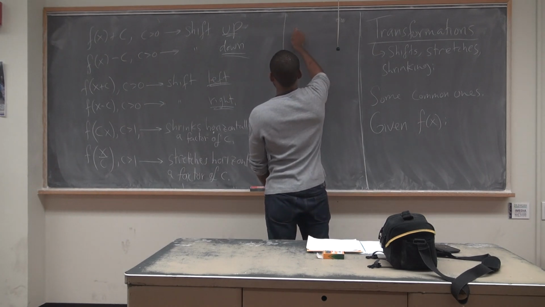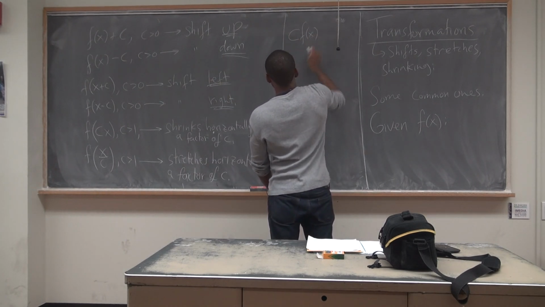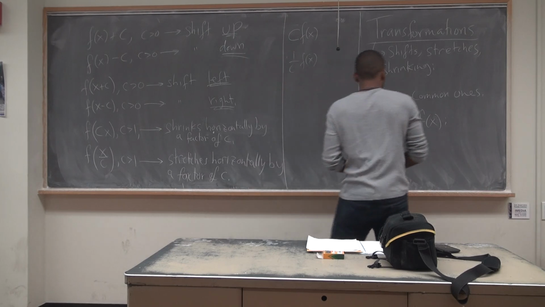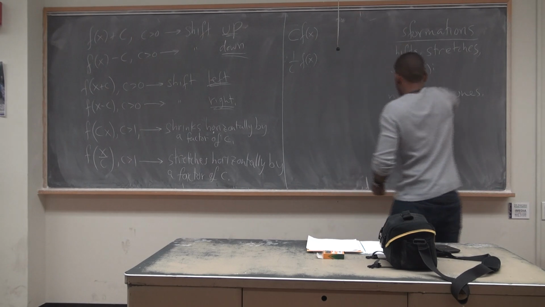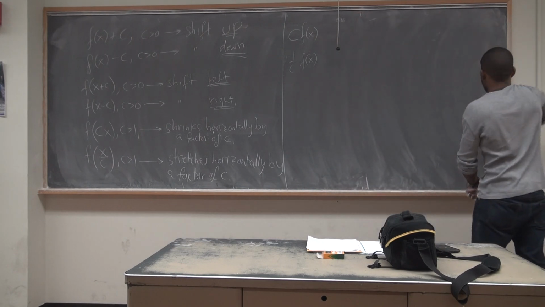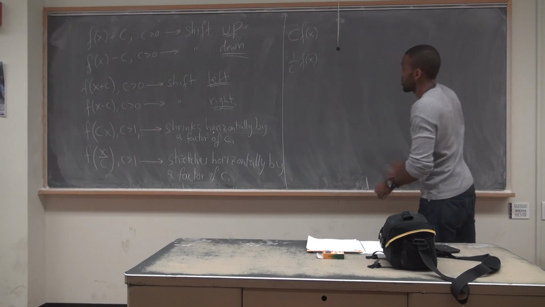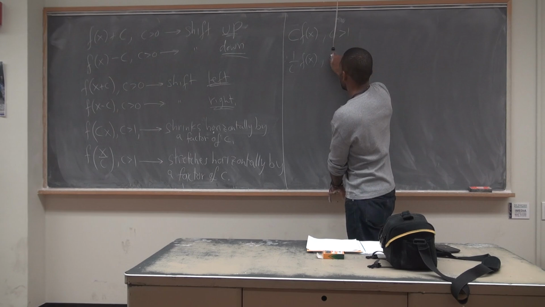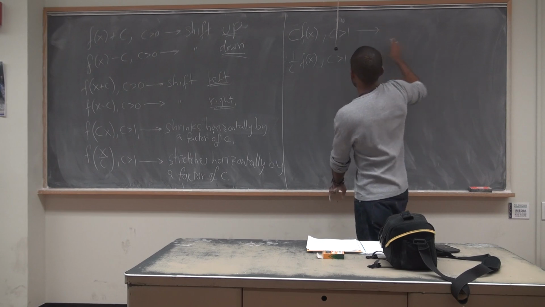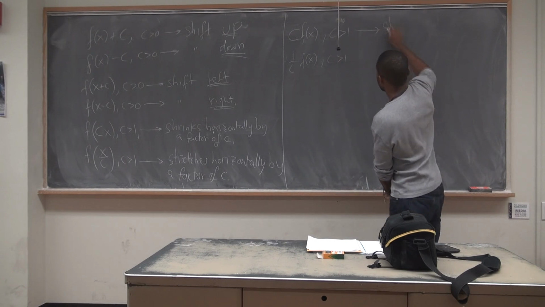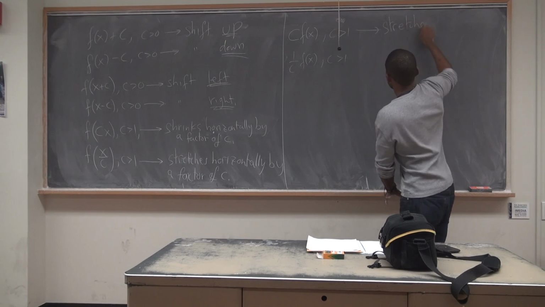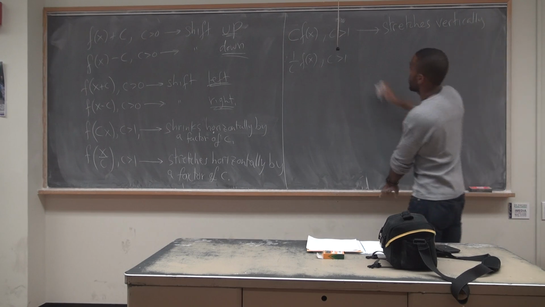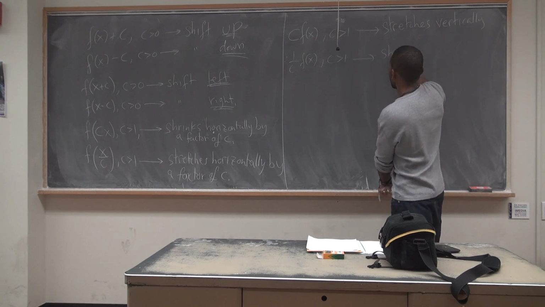I can multiply on the outside though, c times f of x, or I can take 1 over c times f of x. And here, let's say c is greater than 1. This now stretches vertically. This one will shrink vertically.